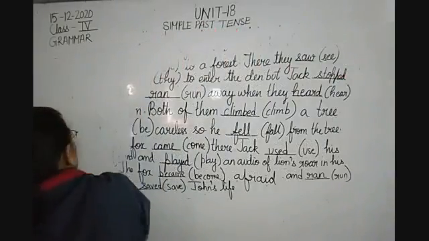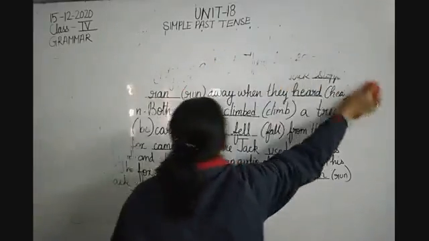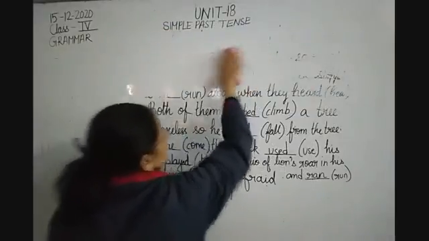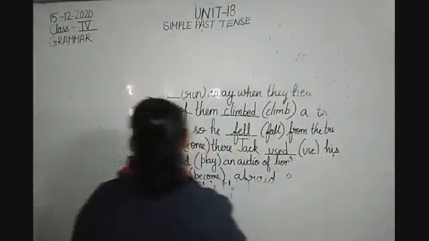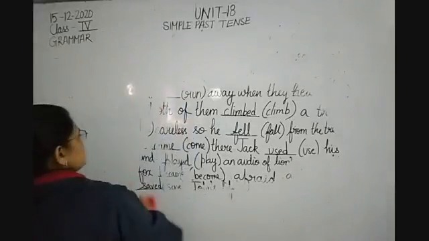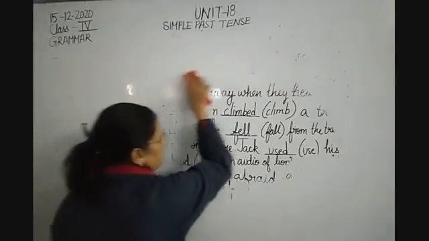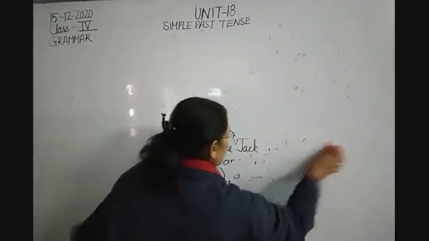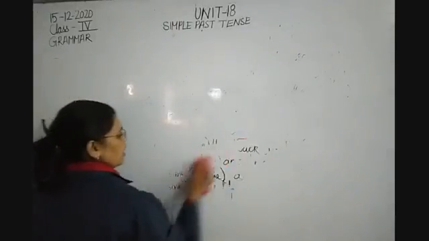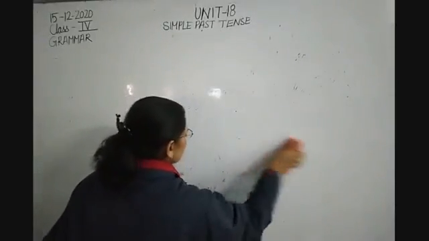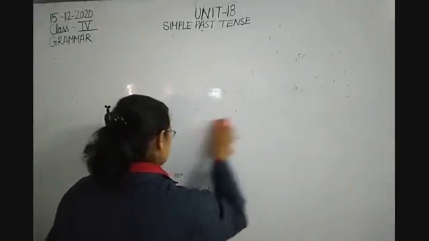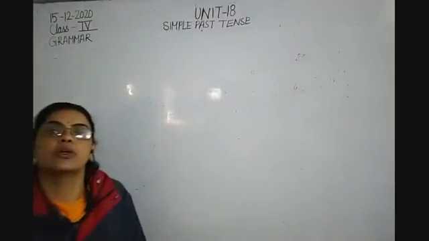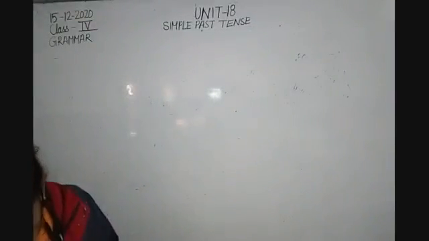You all need to learn the past form from the root form. Then only you can easily solve the exercises of simple past forms. Beta, first you need to be thorough with the rules, how to form the past forms, and then you need to learn the past forms. Fine. Now let's start with exercise 2.